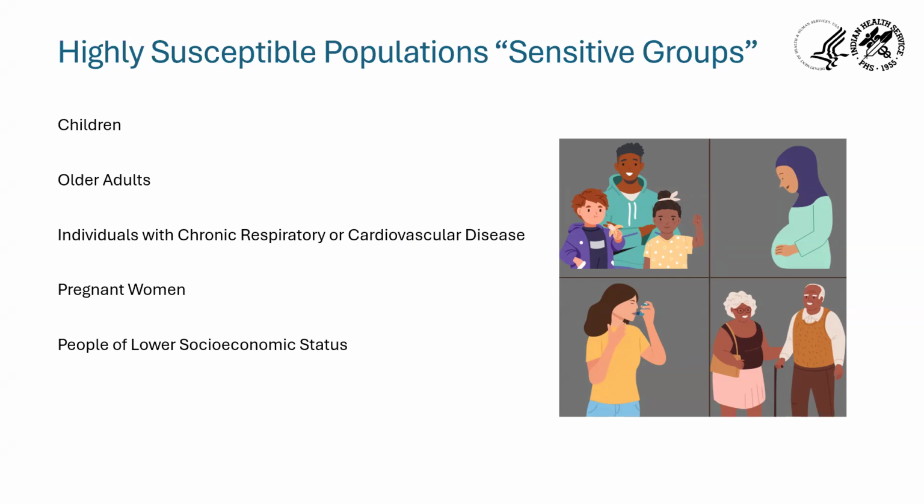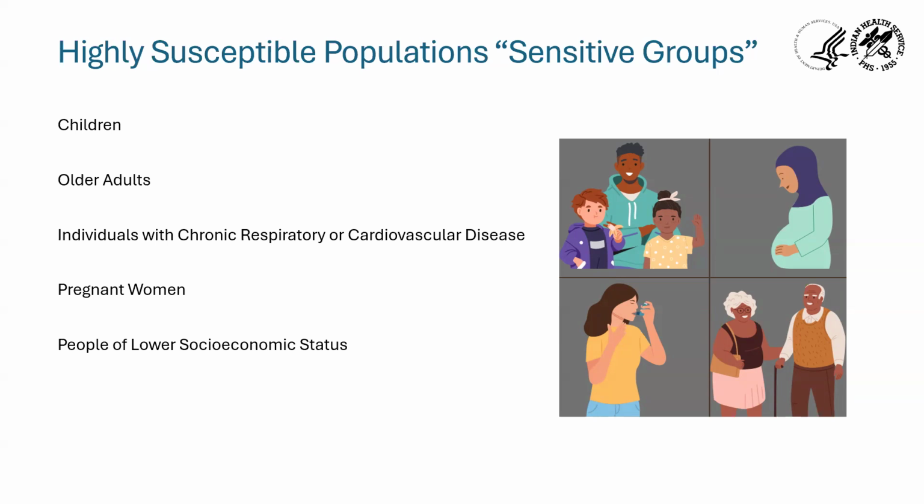Due to their smaller size, they have a higher inhaled concentration of smoke particles versus adults with the same environmental exposure. Next up are older adults, because older adults have a higher prevalence of lung and heart disease, and they have a higher chance of undiagnosed disease. So they're a sensitive group. Individuals with chronic respiratory or cardiovascular disease, we'll talk about later why, but wildfire smoke aggravates these diseases, so it puts them at higher risk of hospitalization and medication usage as well.